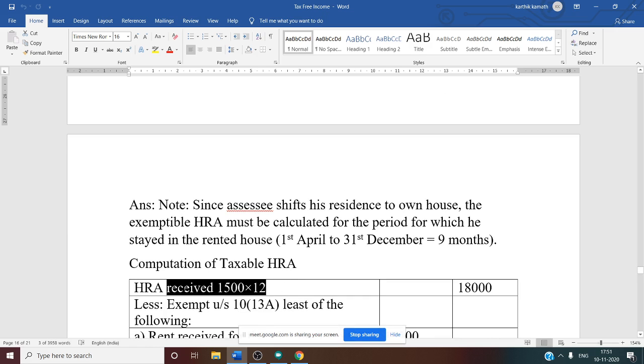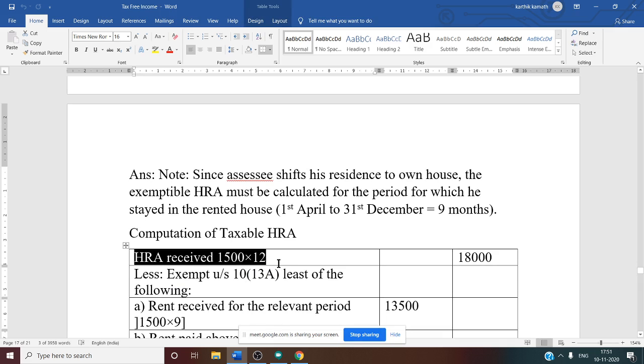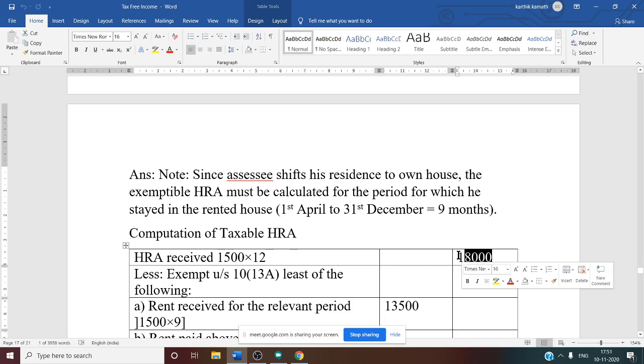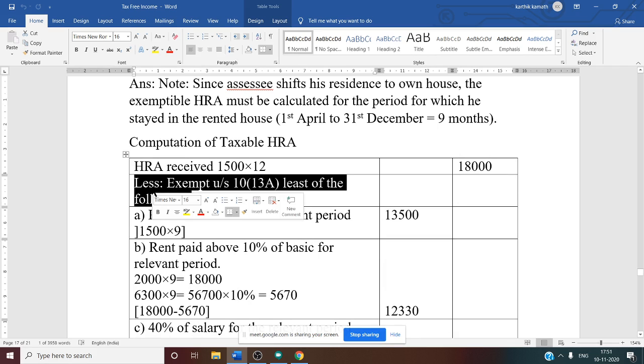Whatever you are going to write here for HRA received, you have to take for 12 months. Why? Because in the problem they have given HRA received per month. So first we want to know up to what amount he can claim the benefit. HRA received 1500 into 12, 18,000. Write it in the outer column. Less: exempt under section 10 clause 13A, least of the following.